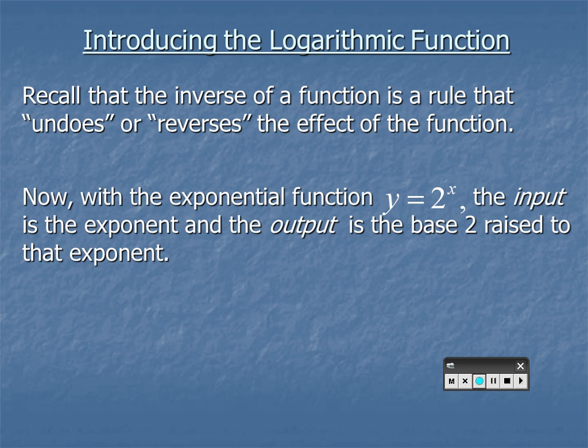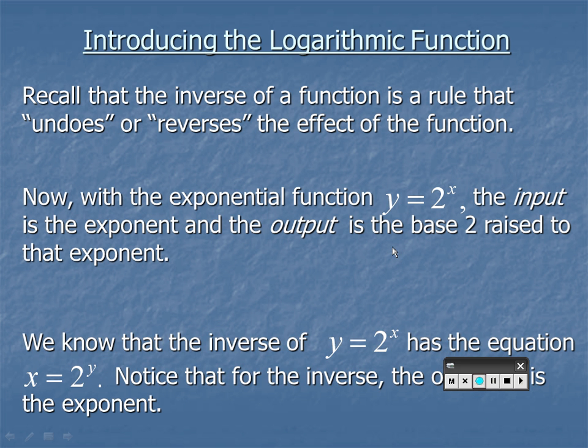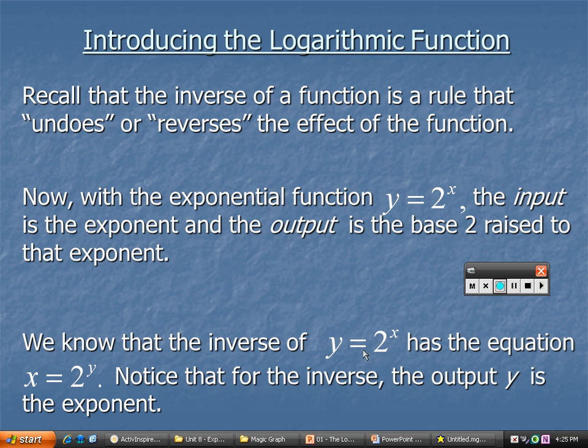Now with the exponential function y equals 2 to the x, the input is the exponent and the output is the base 2 raised to that exponent. So the input is x, so I put in a number here, and the output is whatever you get when you go 2 to the power of the number you put in there. Now, we know that the inverse of y equals 2 to the x has the equation x equals 2 to the y. Well, there's the exchanging of x and y algebraically that we're talking about.